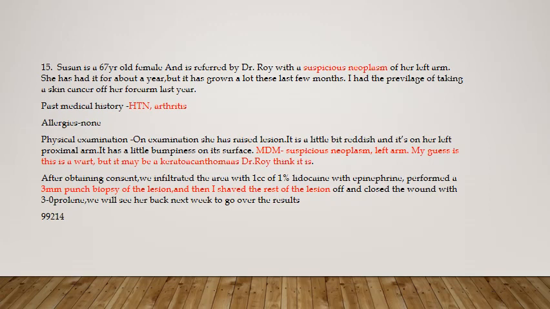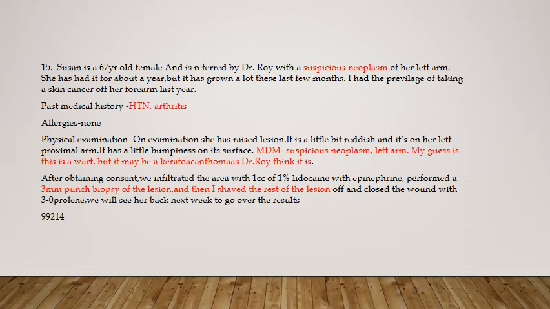Okay, then what is the past medical history? The patient has hypertension as well as arthritis. No allergy is mentioned. Then physical examination. On examination, she has a raised lesion. It is a little bit reddish and it's on her left proximal arm. It has a little bumpiness on its surface. MDM: suspicious neoplasm, left arm. My guess is this is a wart, but it may be a keratoacanthoma. Dr. Roy thinks it is.